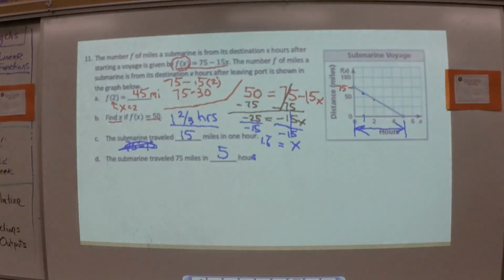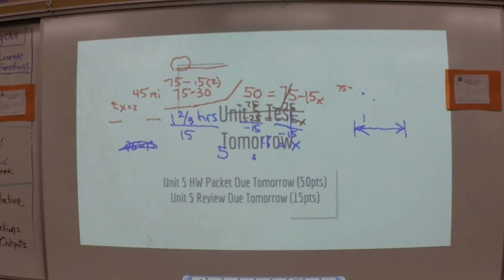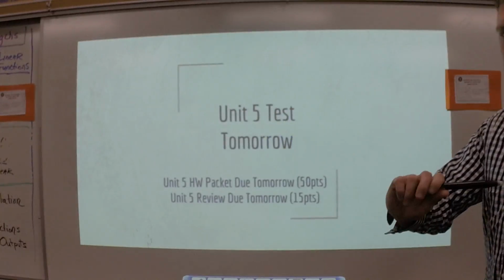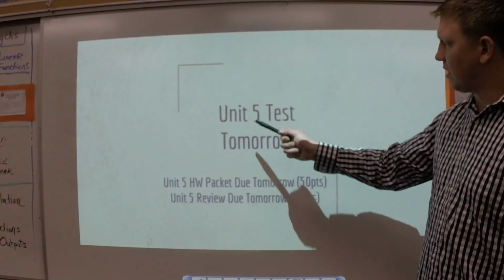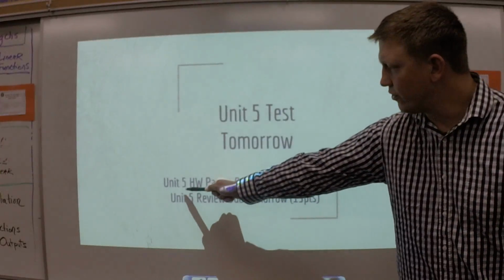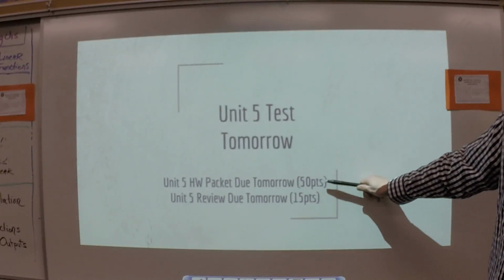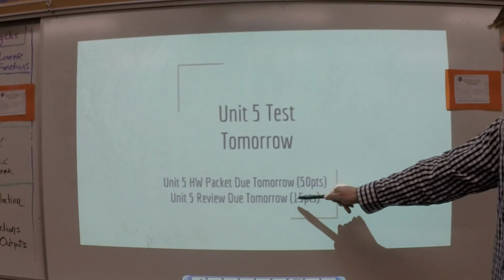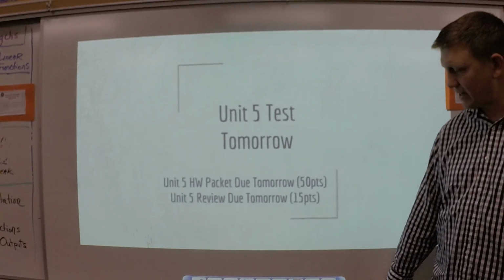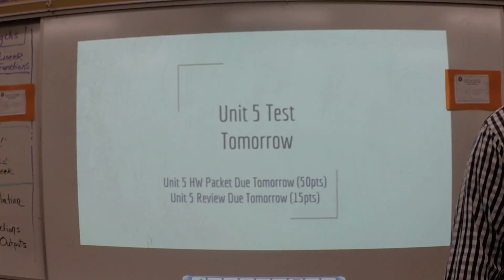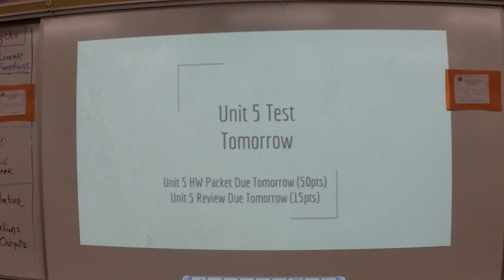All right, so let's go ahead and check and see. I think we're all finished up. Yeah, so there's a test tomorrow. Here, we'll erase this. Fast forward, rewind on this video as needed. Unit 5 test tomorrow. Unit 5 homework packet is due tomorrow, 50 points. Unit 5 review due tomorrow, 15 points. All right, so make sure both of these things are finished up. Got to get some study time in, going over stuff. Make sure you're ready.